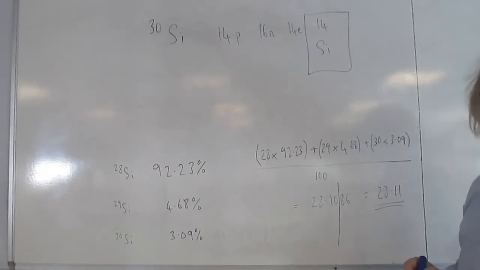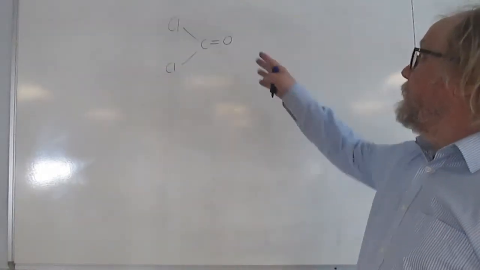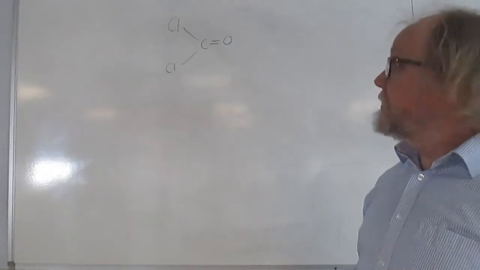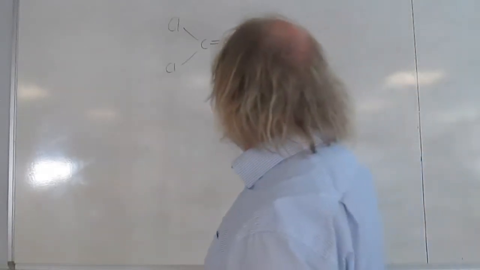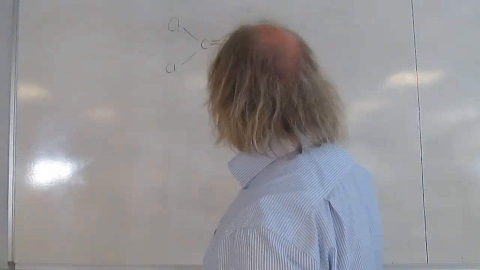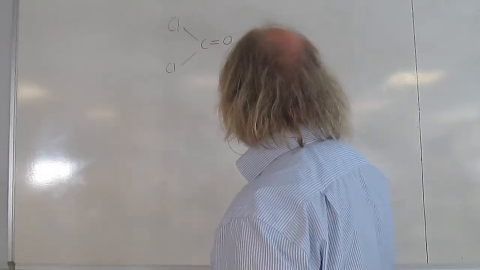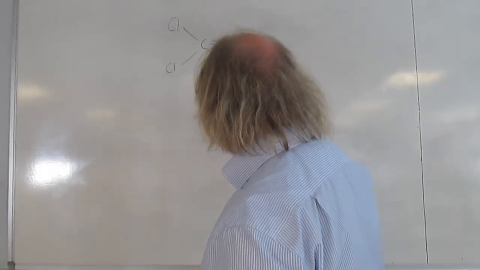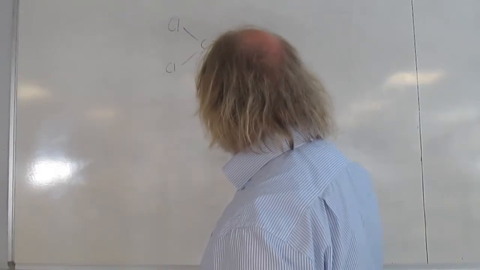Part B, we're focusing on this molecule, which is phosgene, and it asks for a dot and cross diagram. So you just put carbon in the middle, and then oxygen and the 2 chlorines, following the structure it's given us.